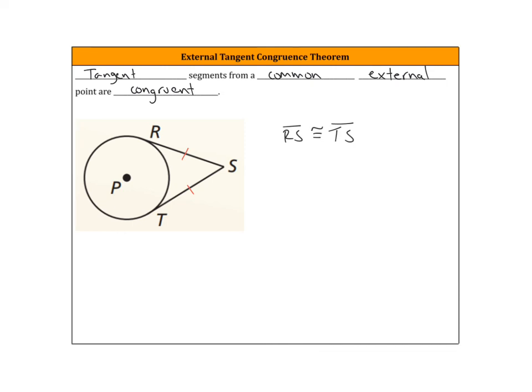Again, this is only true if they come from a common point. If there were two different points, for example, if it said maybe RO and TL, and there were two different points, we cannot assume that those two segments are congruent.